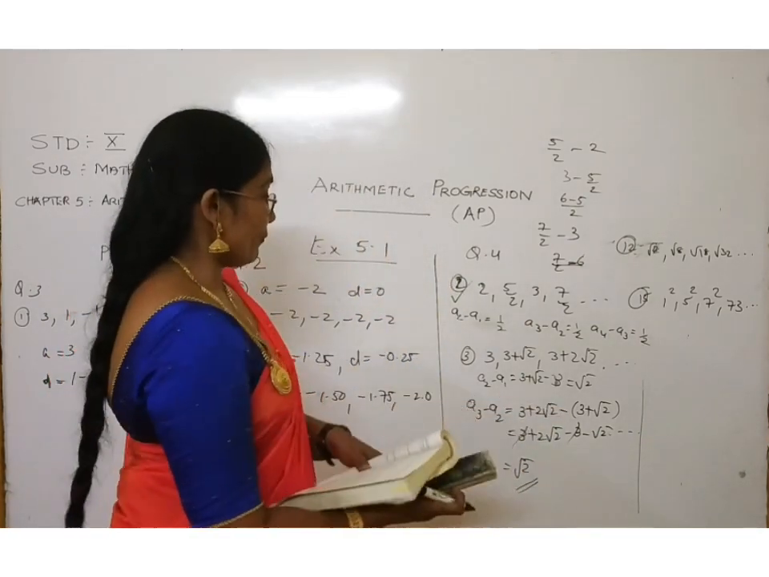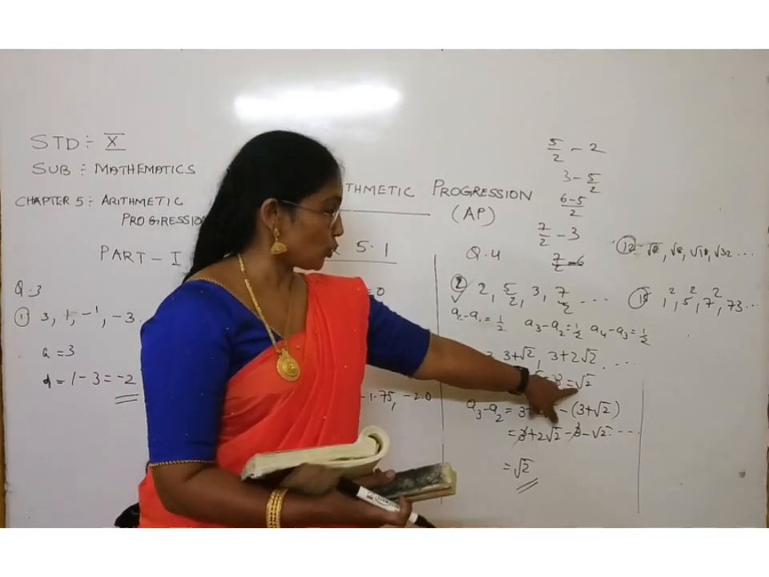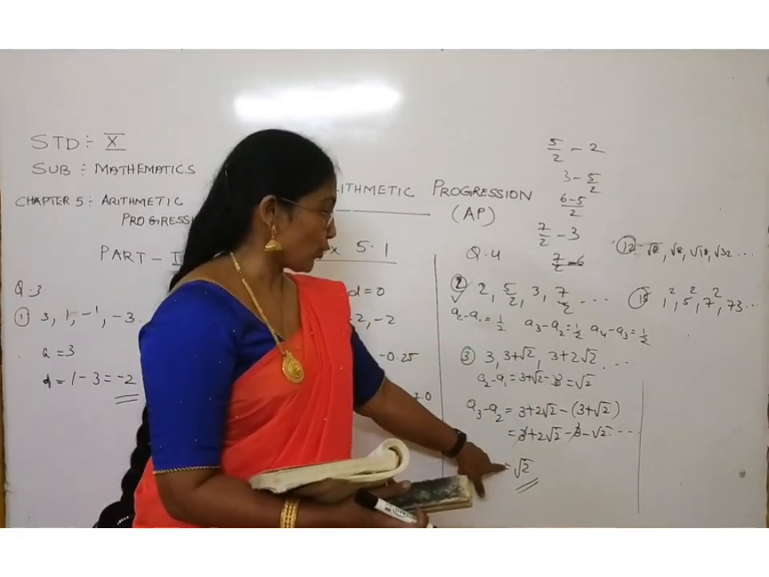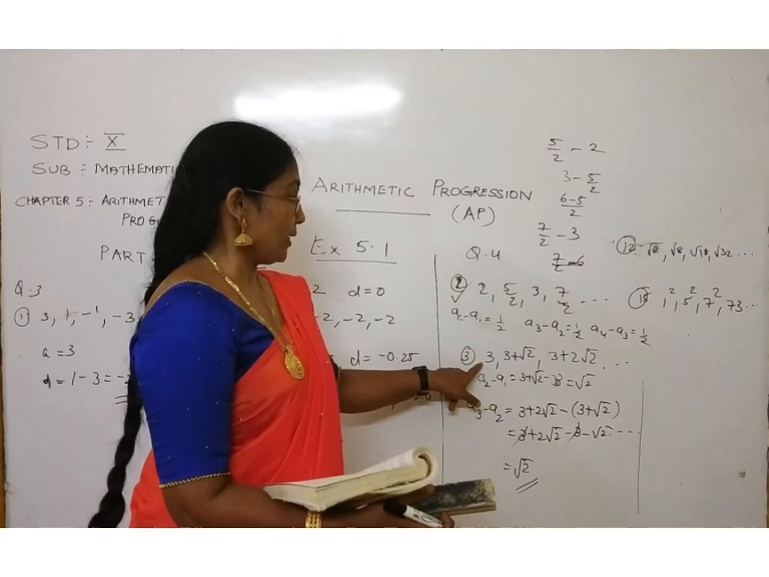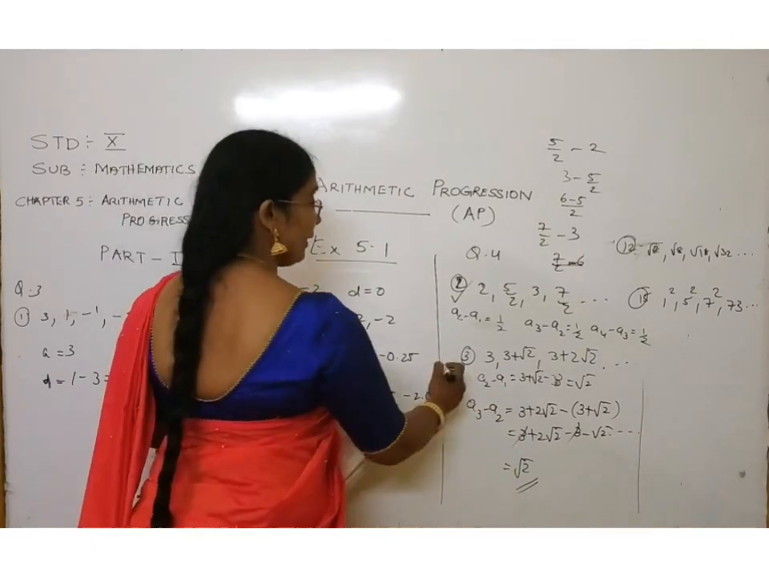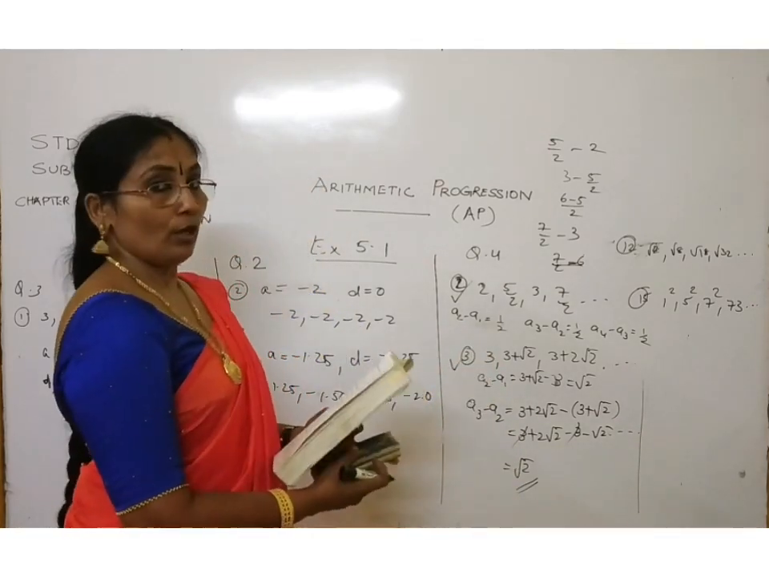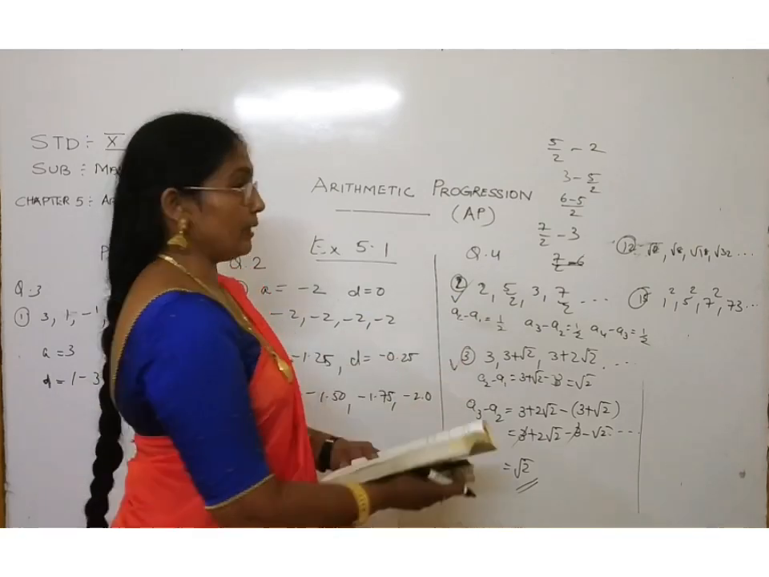That means in the first two terms the common difference is root 2. In the second two terms also the common difference is root 2. That means we can say that this also follows an AP. Clear for you? So both of these form an AP.